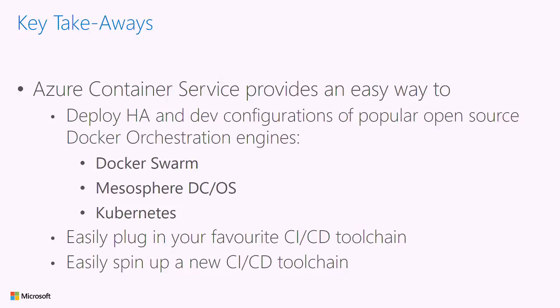All right, so what we're going to cover today is Azure Container Service. Azure Container Service is a really easy way to deploy the three most popular Docker orchestration engines onto Azure, those being Docker Swarm, Mesosphere DCOS, and Kubernetes. We are also going to plug in a Jenkins pipeline, and so basically show you how you can stand up Jenkins, how you can stand up Azure Container Service, how you can stand up Azure Container Registry as a private Docker registry, and then we're going to stitch them all together so we can build a Docker build pipeline.